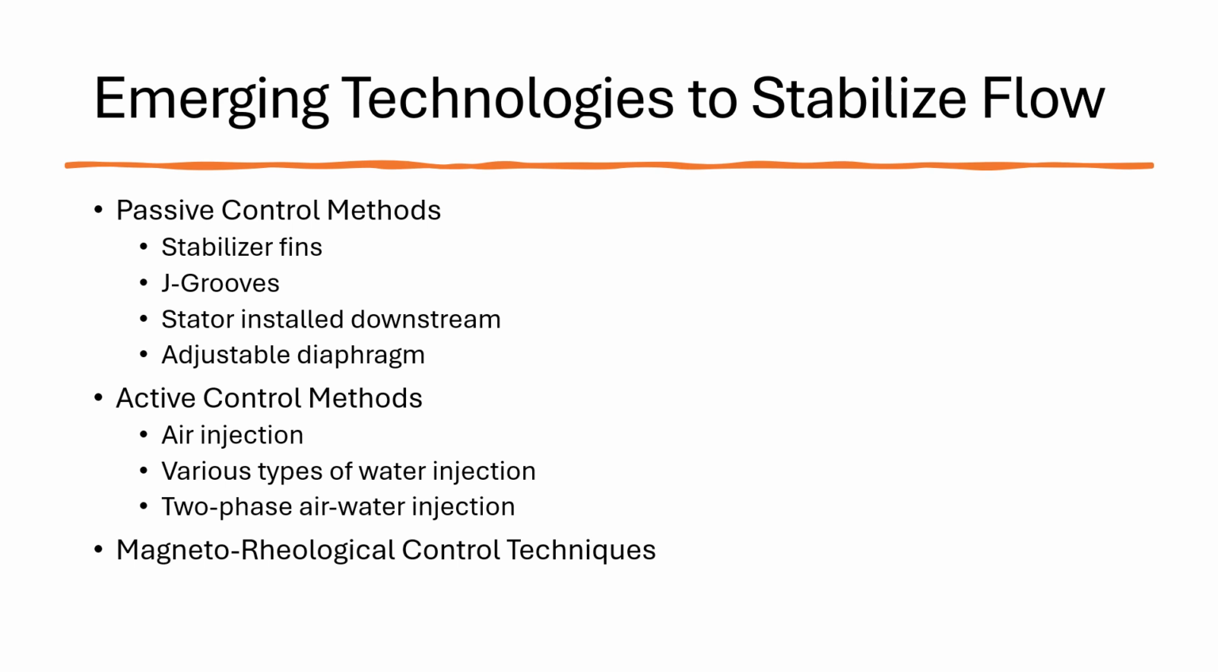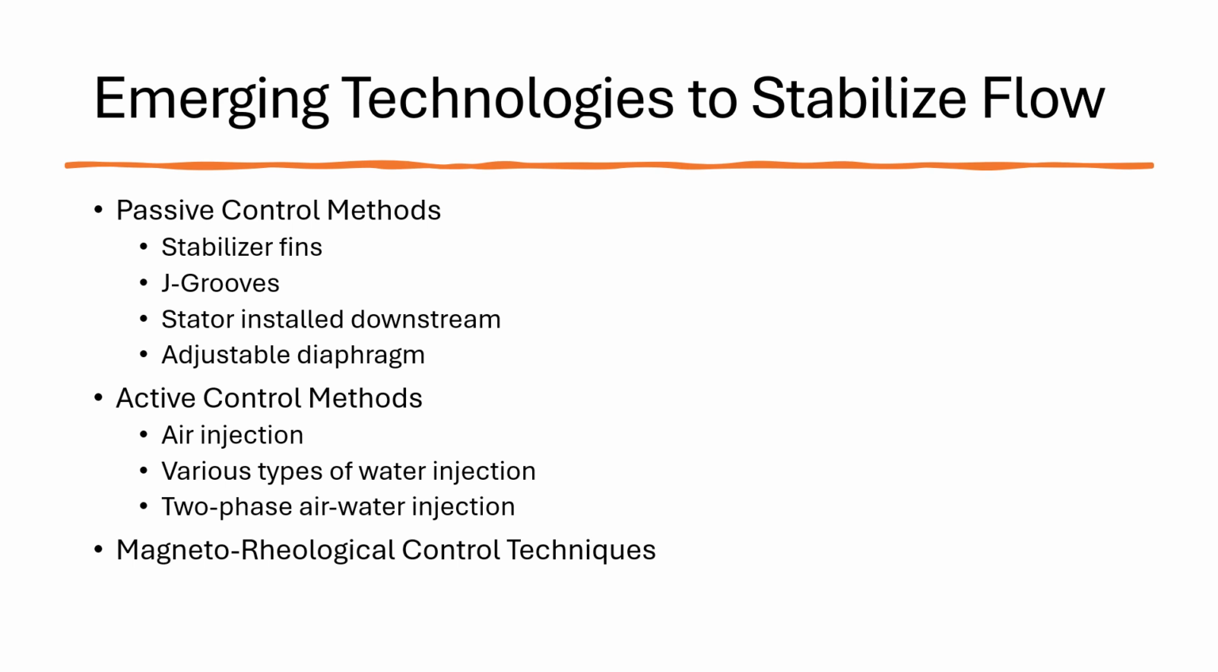So, like I said, the first thing they talk about is the emerging technologies to stabilize flow. These technologies are broken down into three groups: passive control methods, active control methods, and magnetorheological control techniques. The passive techniques do not require external power, while the active ones do. The goal of all the techniques listed here is to diminish the draft tube surge. The draft tube surge is the main reason why flow becomes unstable in these hydropower systems.